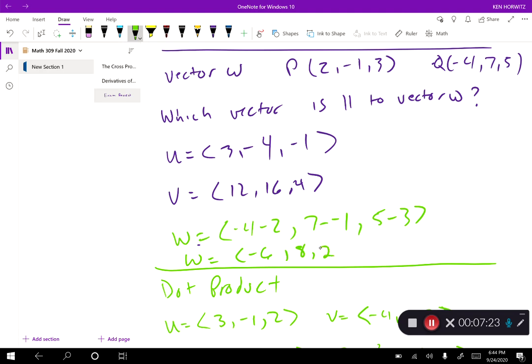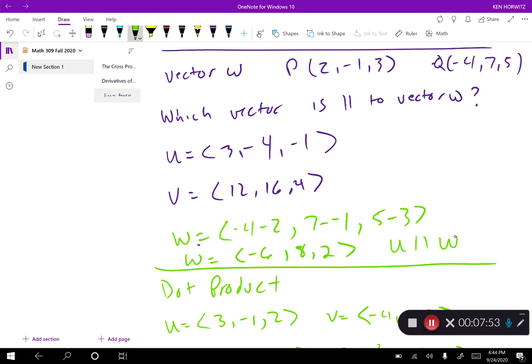Now, in order to find the vector that's parallel, we have to see which vector is a scalar multiple. If I take W and I multiply it times -1/2, that will give me vector U. So we could say that vector U is parallel to vector W.